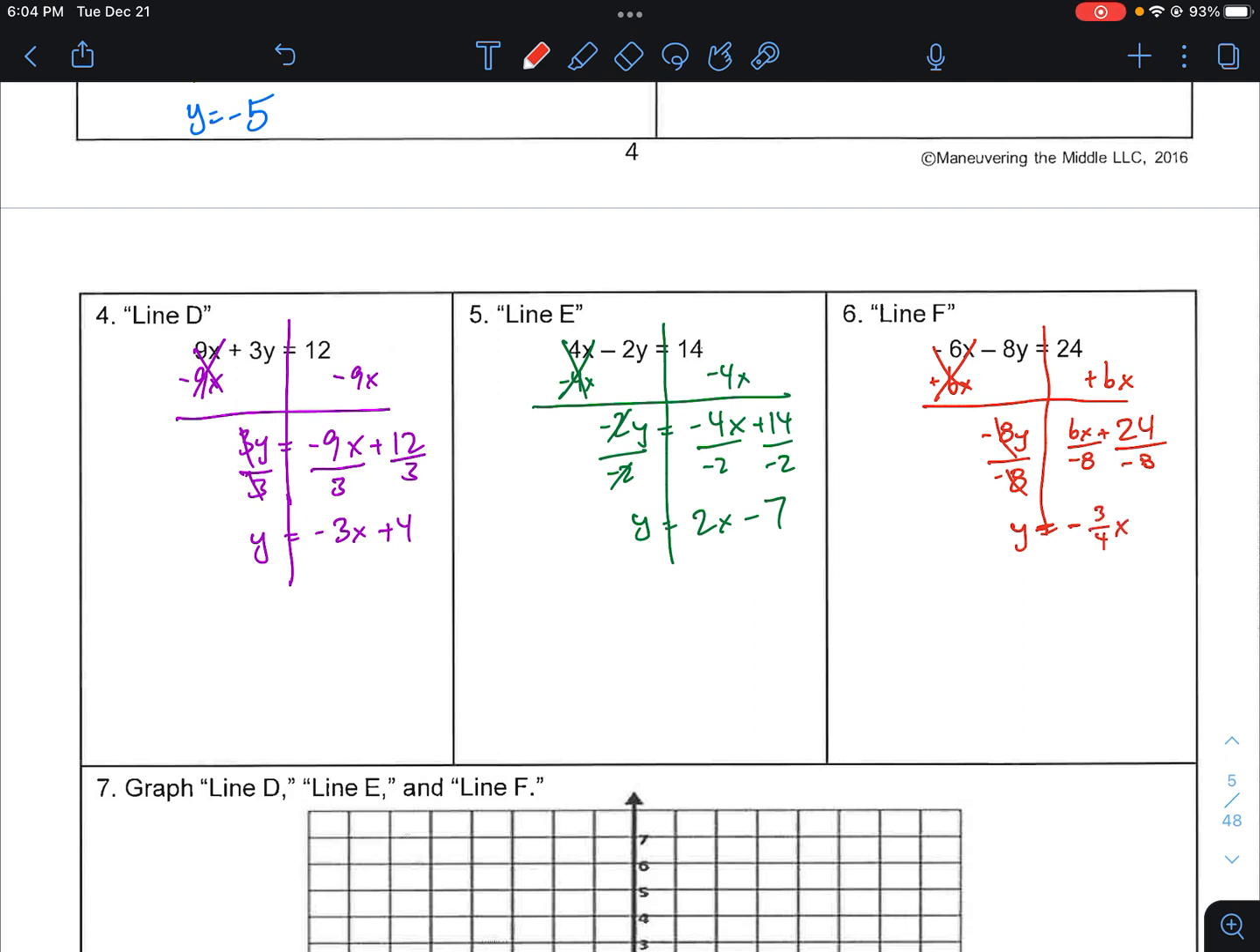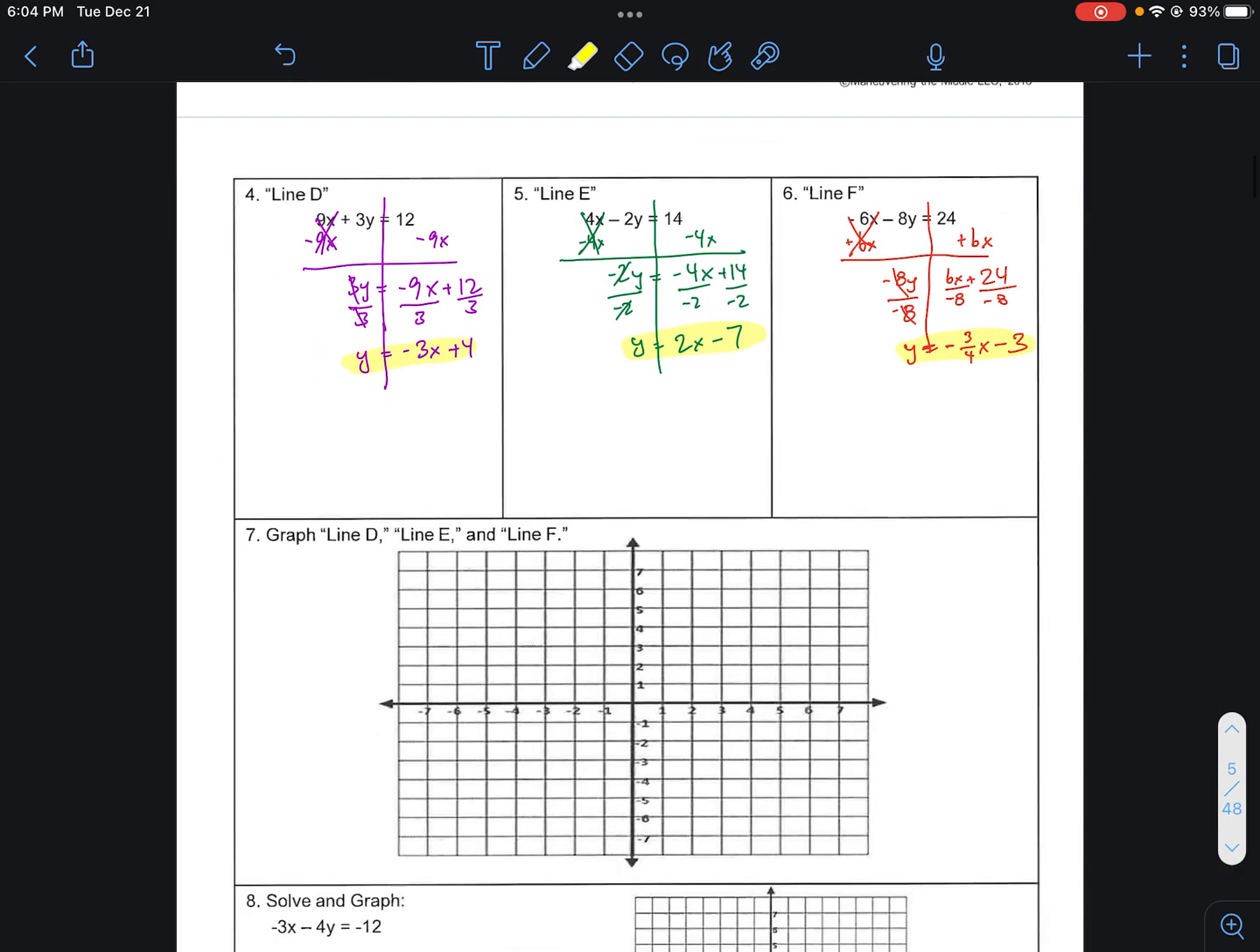Negative 3/4 x. And then 24 divided by negative 8, you're going to get a negative answer because positive divided by a negative is a negative. And that is negative 3. So now I have 3 equations to go from, this one right here for line D, E, and line F.